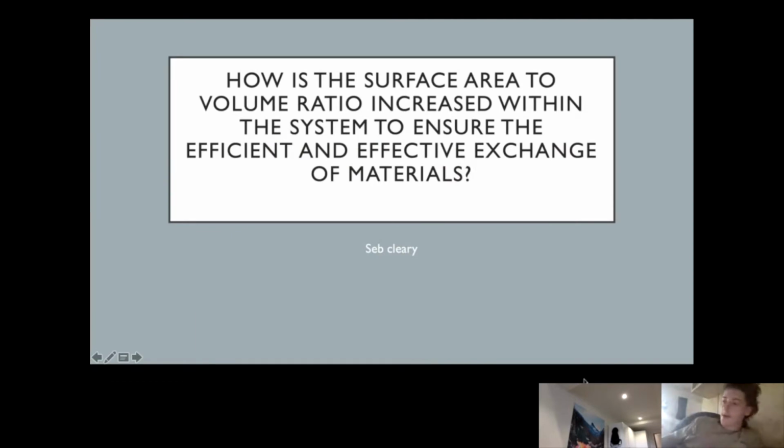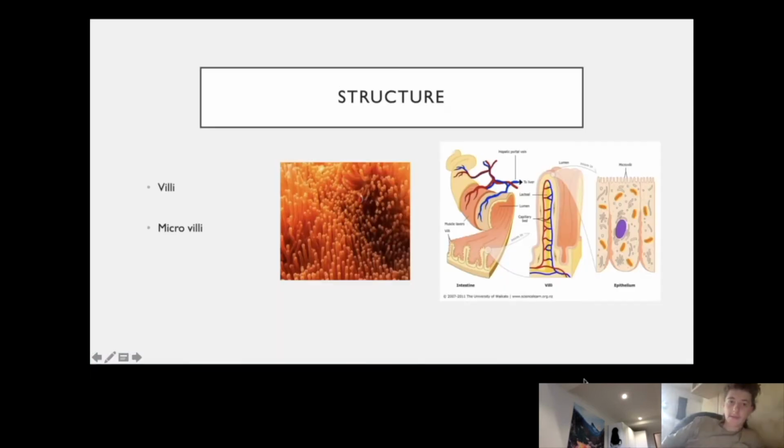How is the surface area to volume ratio increased within the system to ensure the efficient and effective exchange of materials? Structure. Villi and microvilli structure. Villi and microvilli look like small sausages protruding from the walls of the intestines, similar to the structure of a sea anemone.